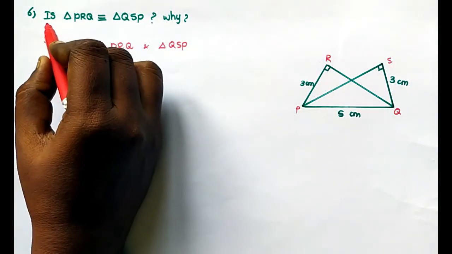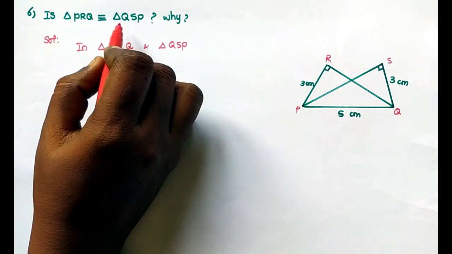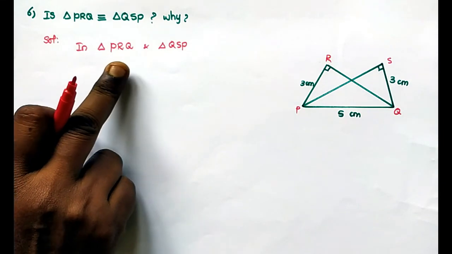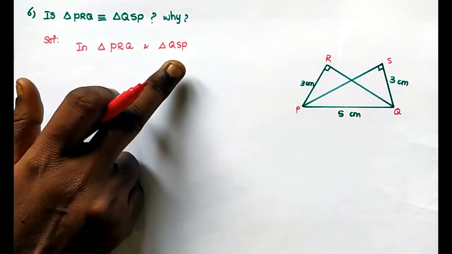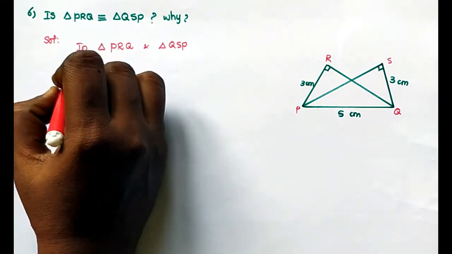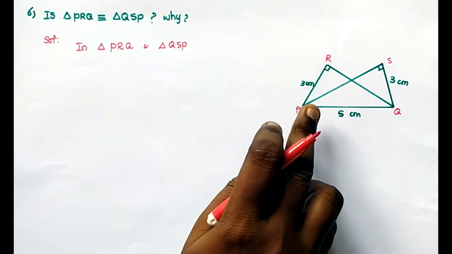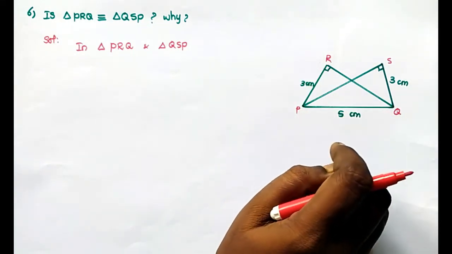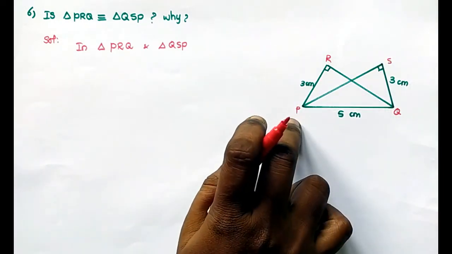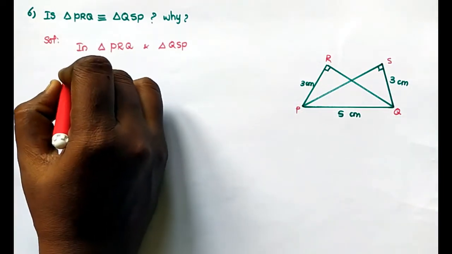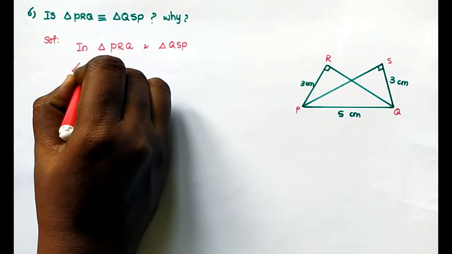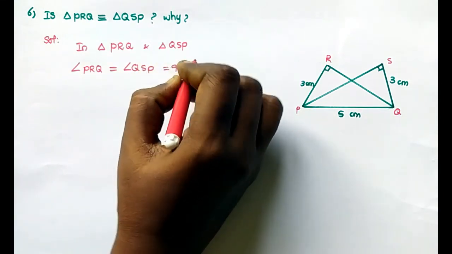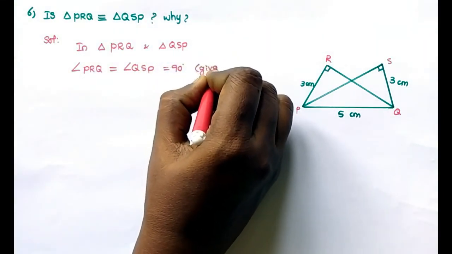Sixth sum is triangle PRQ is congruent to triangle QSP. Why? Listen, in triangle PRQ and QSP, angle PRQ is equal to angle QSP is equal to 90 degree. That is given.